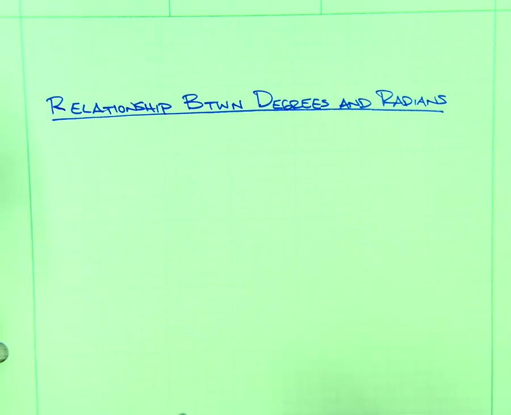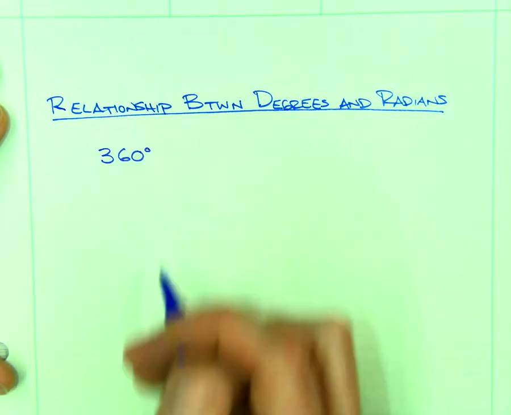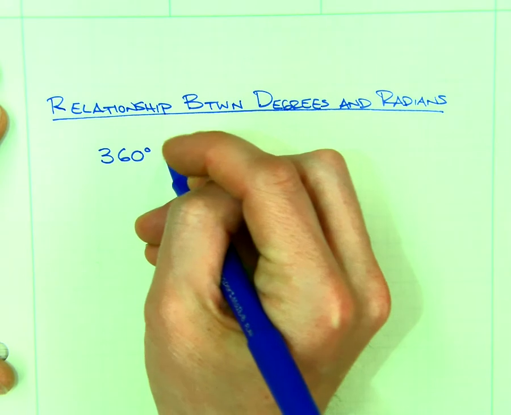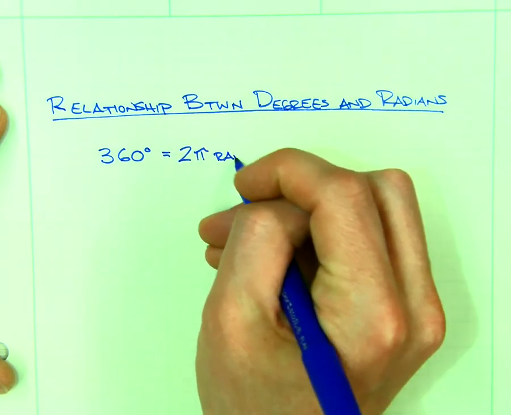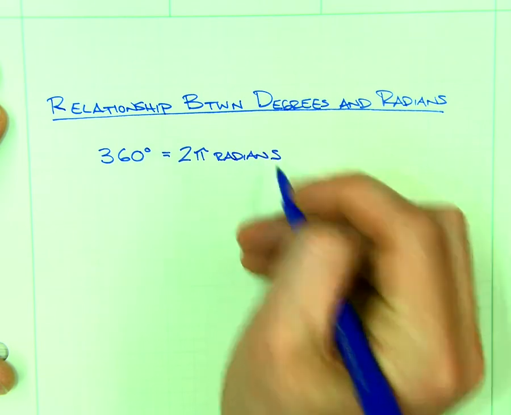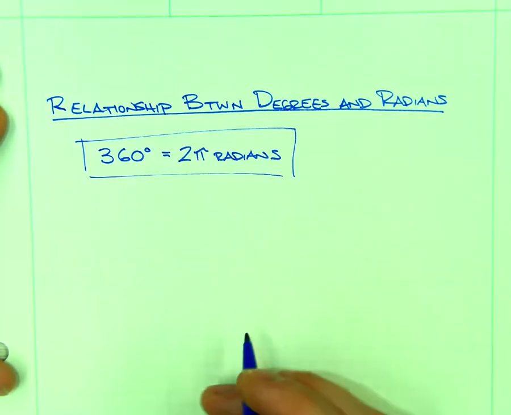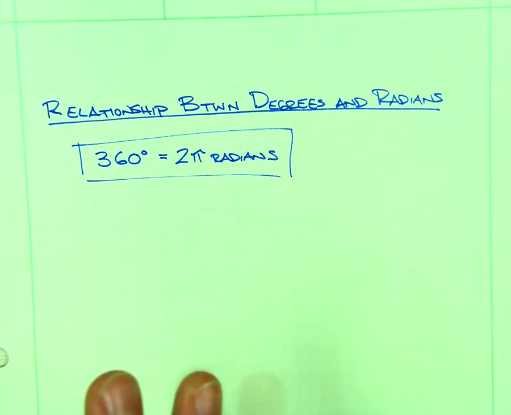All you really need to do is remember that 360 degrees, which is one full revolution in a circle, of course, is going to be equal to 2 pi radians. That's all you really need to know to be able to convert from one to the other. Put a box around that, star it, get this written into your brains. You should never ever forget this: 360 degrees and 2 pi radians.